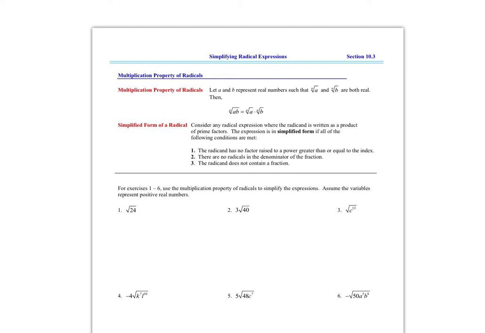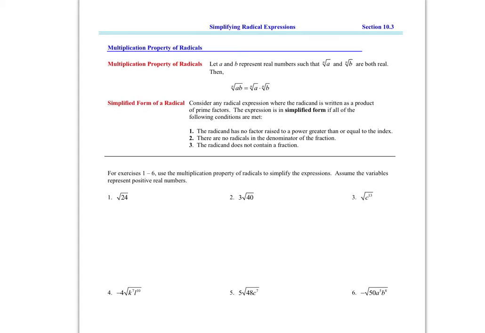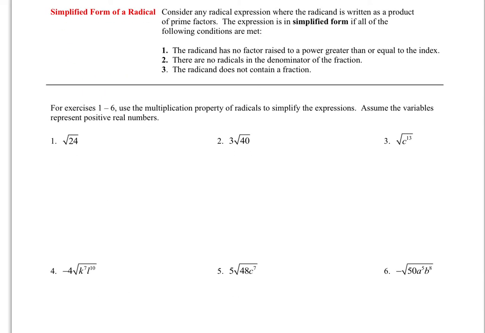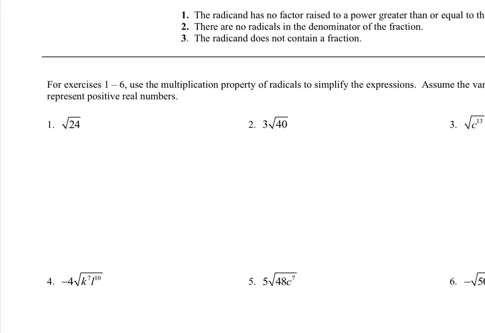In 10.3, we are simplifying radical expressions. For exercises 1 through 6, we want to use the multiplication property of radicals to simplify these expressions, assuming the variables represent real numbers.